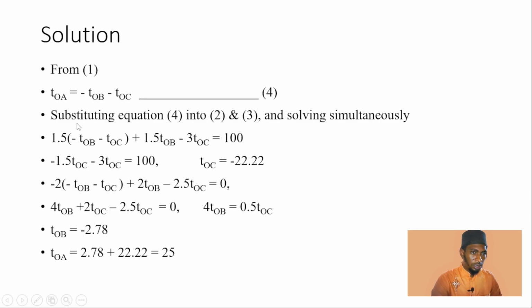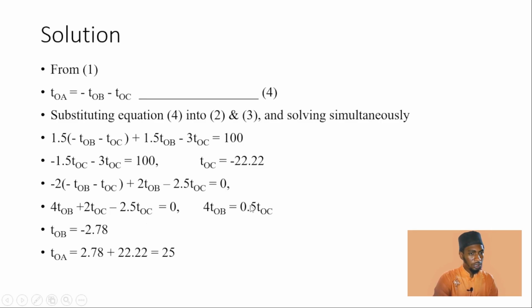If we substitute the equation 4 in equation 3 again, this is our TOA. Then minus 2 TOA is going to be minus 2 into minus TOB minus TOC in bracket plus 2 TOB minus 2.5 TOC. Okay, so this is minus minus, it will be positive. This is minus minus, also it will be positive. So 2 plus this 2 will be 4, and this TOC minus this 2.5 is going to be negative 0.5. Okay, so we have 4 TOB minus 0.5 TOC.